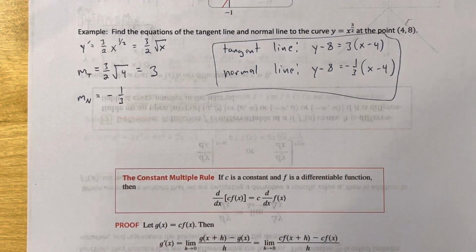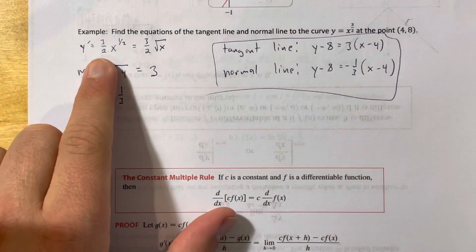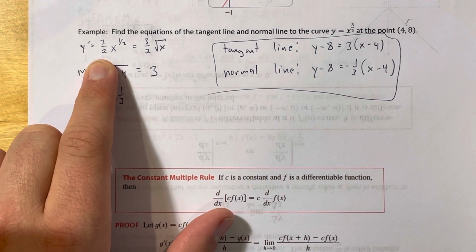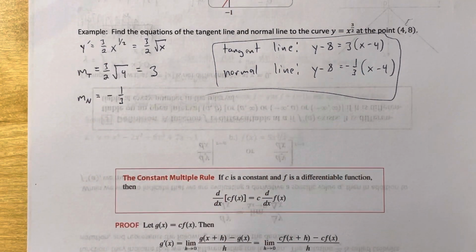Most of the work in this problem would have come from finding this derivative if we didn't have the power rule. But now that we have this rule that makes finding that derivative so much easier, problems like this take substantially less time. Okay?